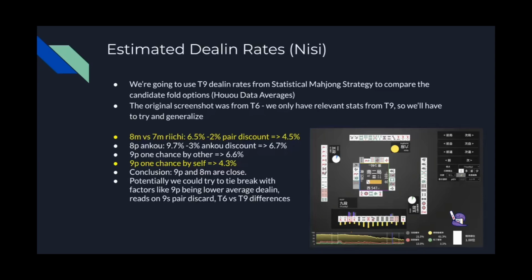The 9-pin one chance by other, so one statistical fact is that on average, if your one chance is from other people cutting the 8s, it is more dangerous than if we held 3 of the 8s and had 9-pin in our hand. So one chance by other is 6.6, and 9p one chance by self, which is what we have because we have 3 8-pin, is 4.3.